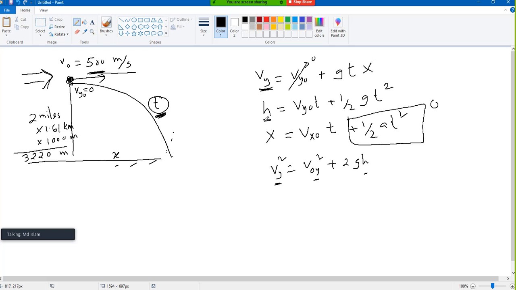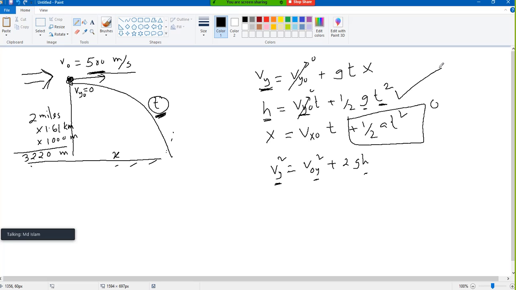Second equation: h is height. Do we know it? Yes, we know the height. Vy naught, do we know? Yes, it is 0 because the plane was moving horizontally. There was no vertical speed, so this portion is 0. Do we know t? Wait, we need to find t. Do we know g? Yes, we know. So this equation can help us.